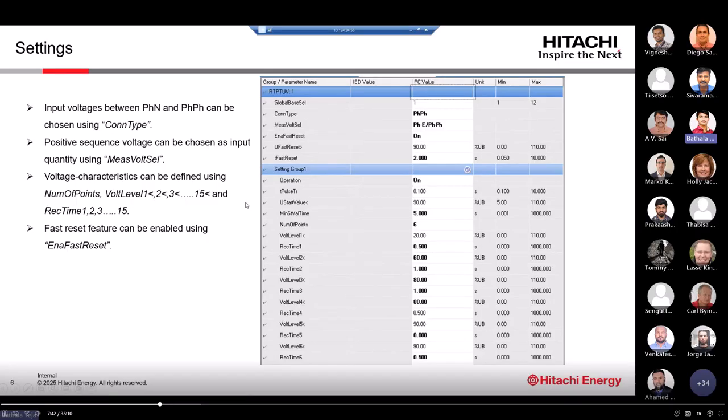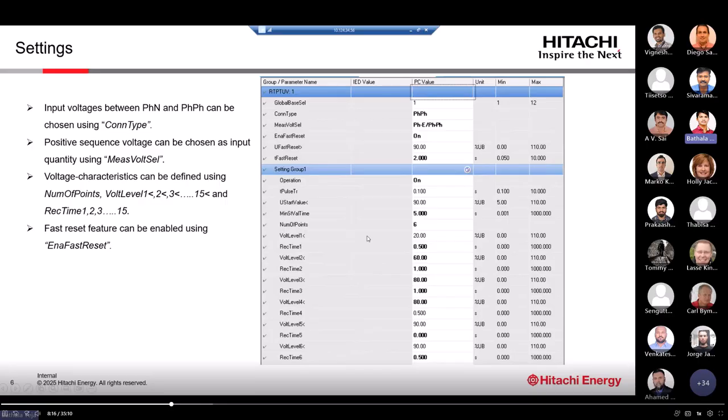Coming to the voltage operating quantity selection, there are two settings: connection type and measured voltage. The customer can choose between positive sequence and phase to phase or phase to neutral using the measured voltage selection. Among phase to neutral and phase to phase, it can be chosen using connection type, for the operating quantity.